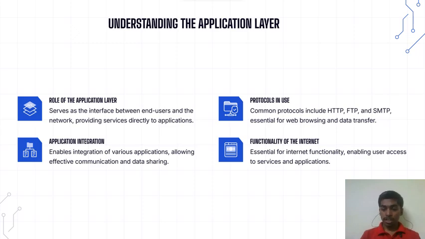If user want to send mail from one system to another, then application layer provides SMTP protocol, that is simple mail transfer protocol. If user want to send file from one system to another system, then application layer provides FTP protocol, that is file transfer protocol. And for accessing web page securely, application layer provides HTTP, that is hypertext transfer protocol to user.